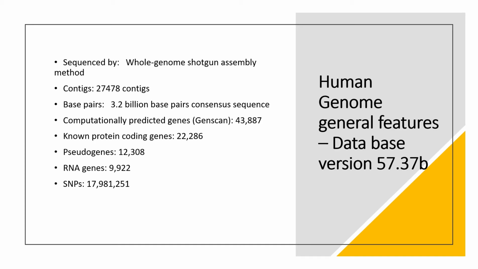Next, just for your information, this is the human genome general features that was downloaded from the Ensembl Genome browser, and you can see that it's a bit older, but the information would not be substantially changed. Here you can see that the human genome was sequenced using a shotgun method. I'll explain later what the shotgun assembly method is, but the whole genome was sequenced using this method. Then 27,478 contigs were identified in the genome. Then a 3.2 billion base pair consensus sequence. It's a huge number for the consensus sequence.